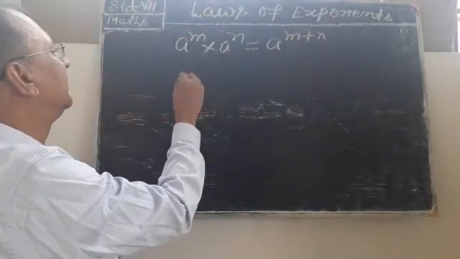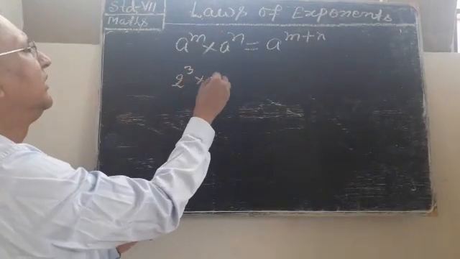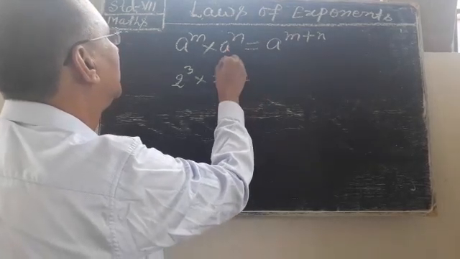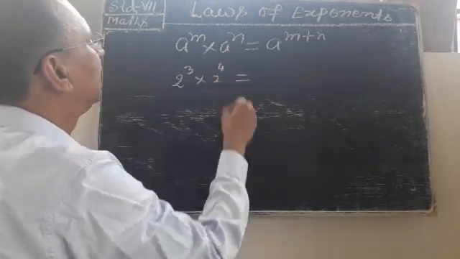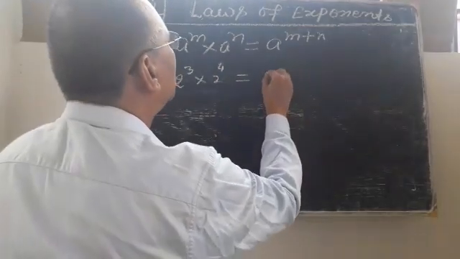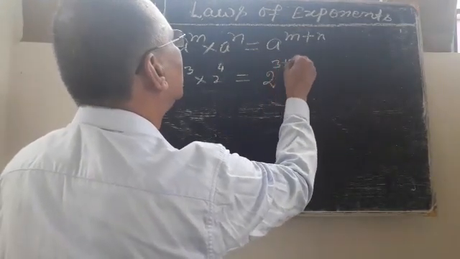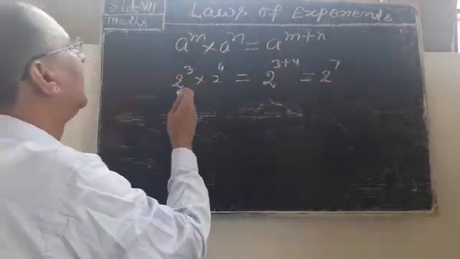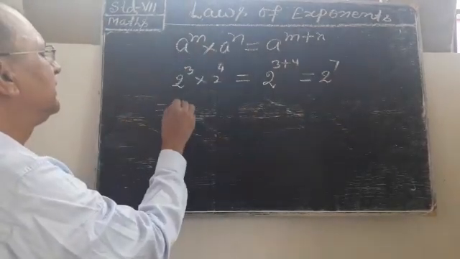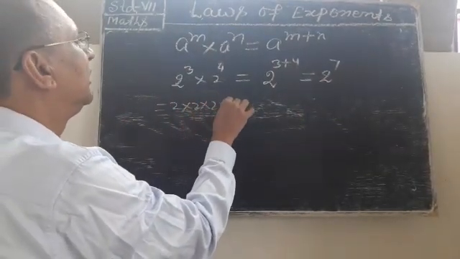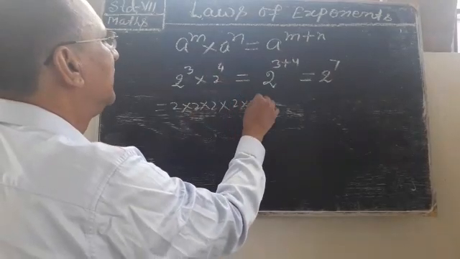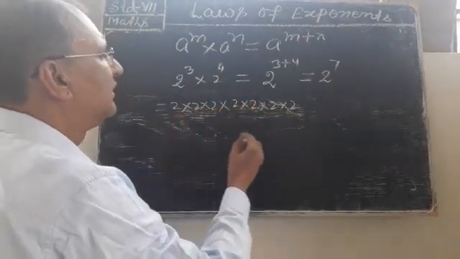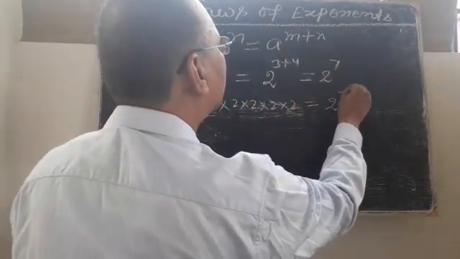See, the bases are here 2 power 3 into 2 power 4. We may take different values. 2 power 3 into 2 power 4 is equal to 2 power 3 plus 4, is equal to 2 power 7. Most generally we know that 2 power 3 means 2 into 2 into 2. 2 power 4 means 2 into 2 into 2 into 2. Counting 1, 2, 3, 4, 5, 6, 7. So we can write 2 power 7.